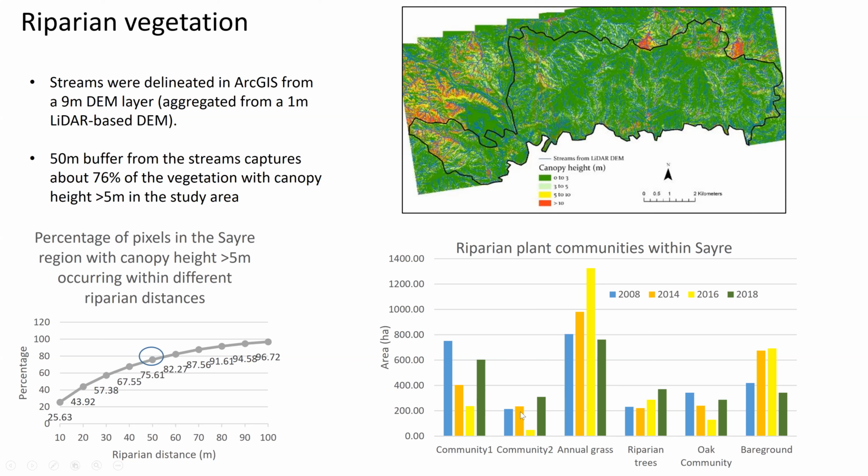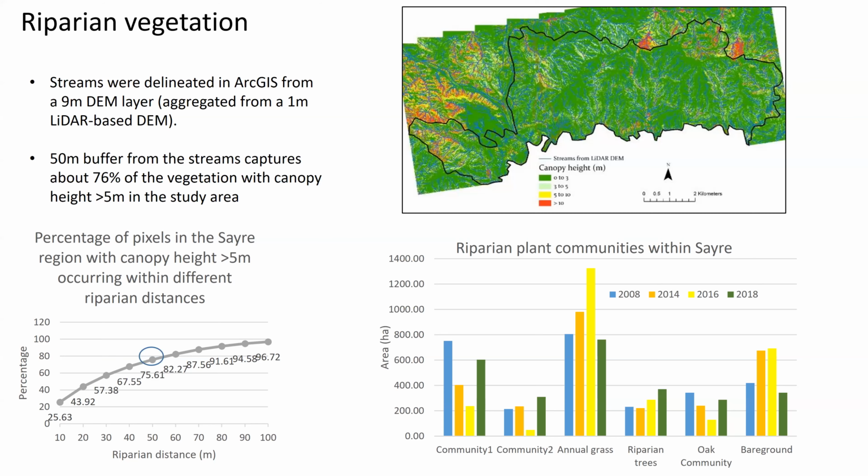And we saw the progression of vegetation within these riparian zones in this chart on the bottom right-hand side. As you can see, in 2008, which is the blue, pre-fire, annual grass was low, but post-fire, you can see grass taking over, the riparian trees reducing, and oak communities going down. But in 2018, we saw a great reduction in the annual grass and an increase in riparian trees and the oak communities, which shows some of the recovery of the riparian vegetation.